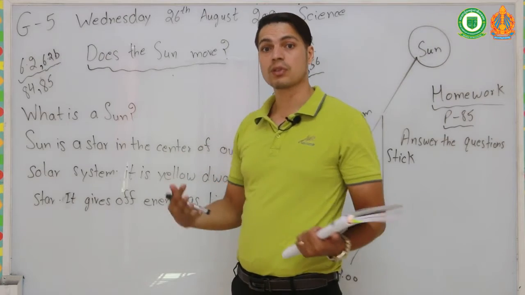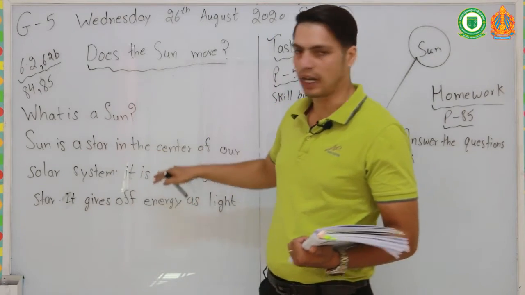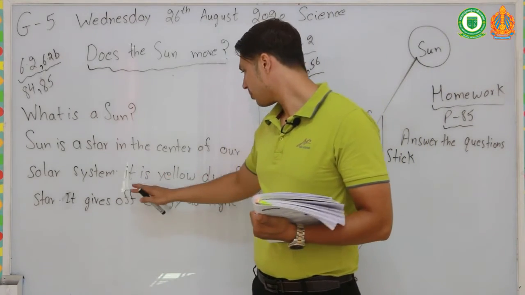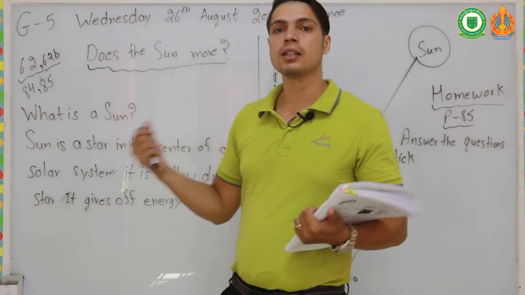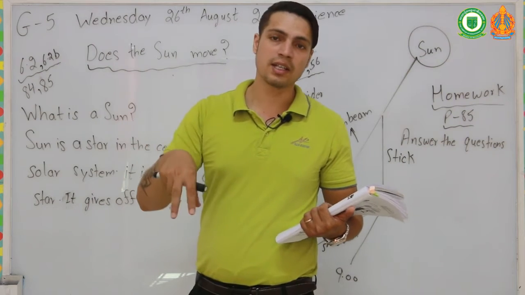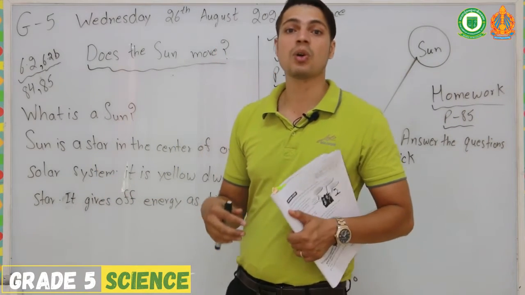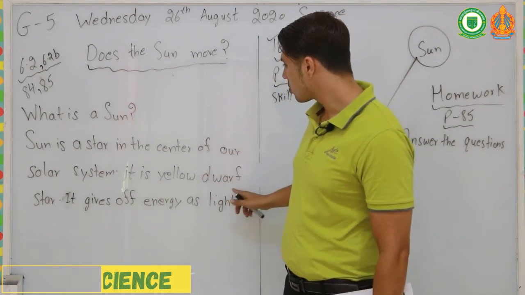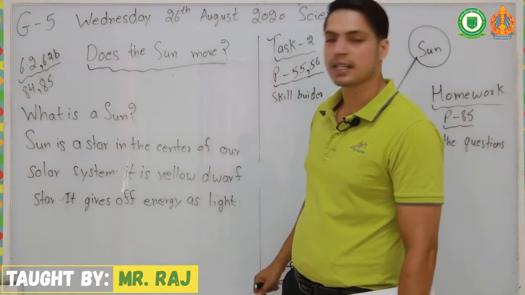If you have learned about the solar system, the sun is a star in the center of our solar system. Last week we studied how Earth orbits around the sun. The sun is in the center, and all 8 planets in our solar system orbit around it. It is a yellow dwarf star. It gives off energy as light.